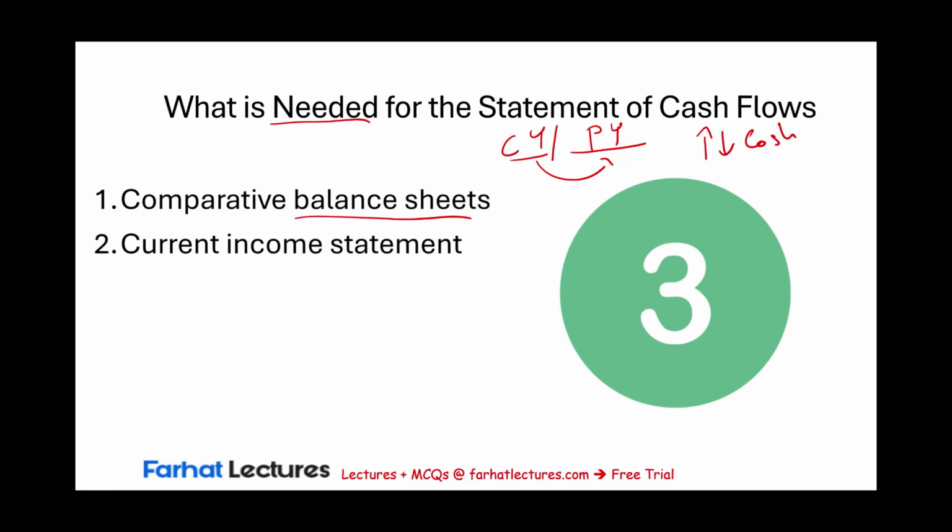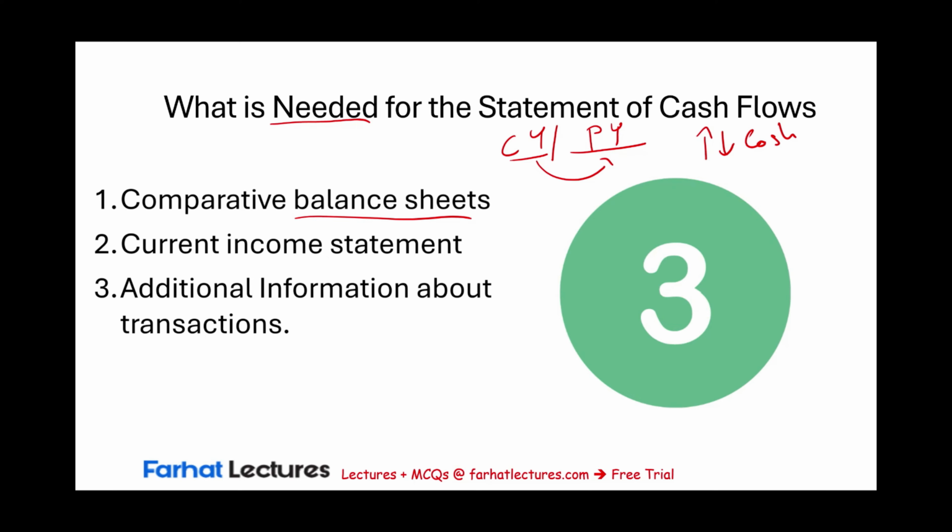We need the current income statement. So in addition to the balance sheet, we need the current income statement, the current year income statement. And we also need additional information about certain transactions. Now, why do we need those? Well, sometimes the numbers don't tell you the full story. There is additional information that's needed to clarify certain transactions, certain numbers. And this is why we need that 3rd item. Now, we're going to see those 3 items step by step. I'm going to be using an example to illustrate the 3 sections. Don't confuse the 3 sections with the 3 items. They're both 3s. We need 3 items and there are 3 sections.